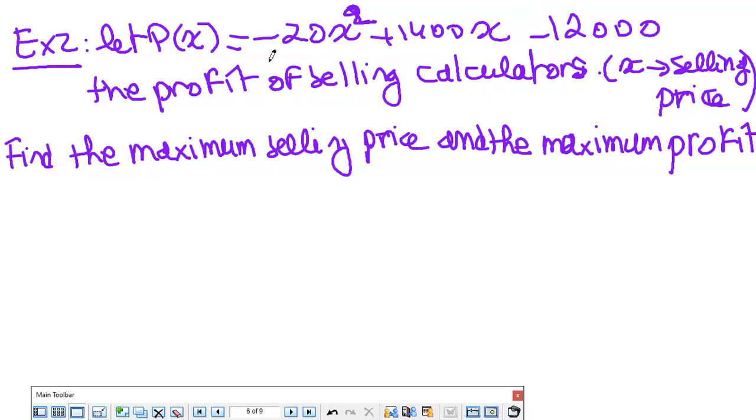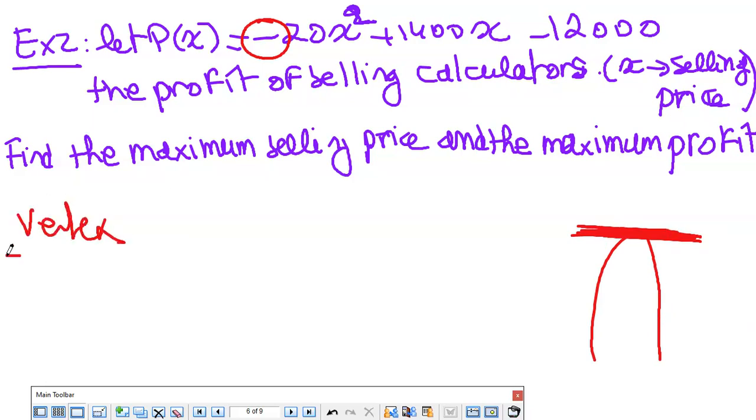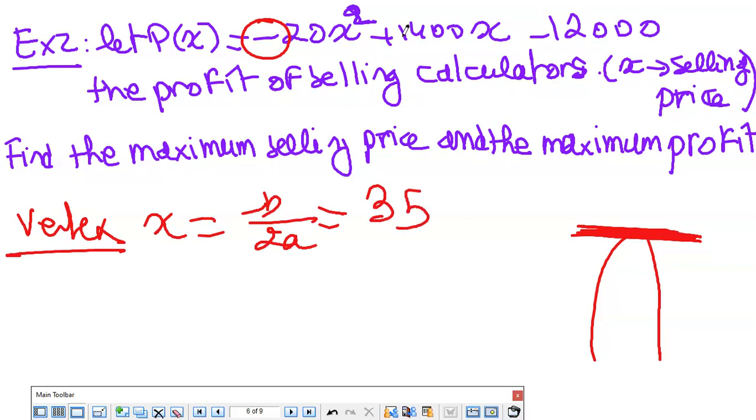It's a quadratic. a is negative. It means it's downward. Excellent. The maximum will be the vertex. So what do I need to find? The vertex. So the vertex is the maximum selling price. x is equal to minus b over 2a. And I just replace to find it. And the answer is going to be 35. It's minus 1,400 over minus 40. I got this is the maximum price.